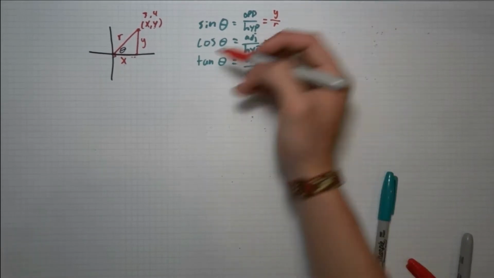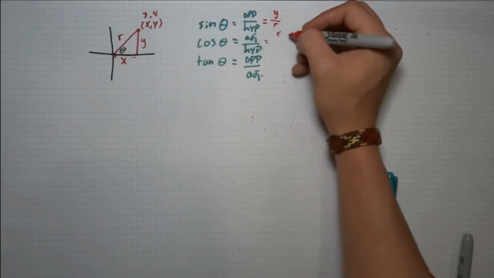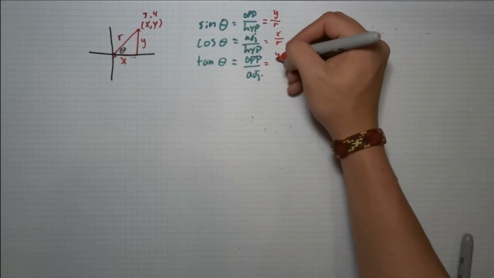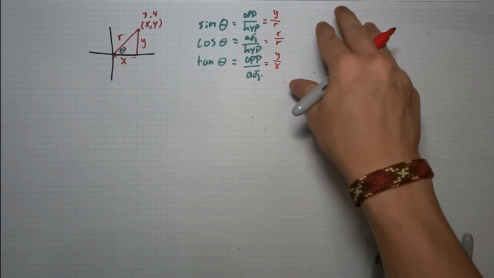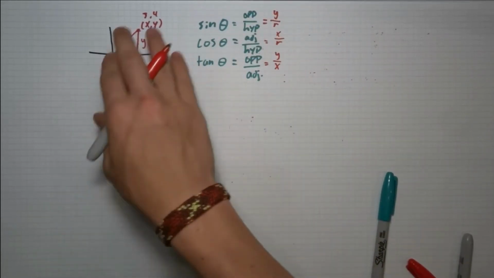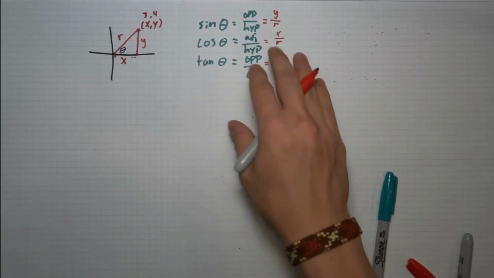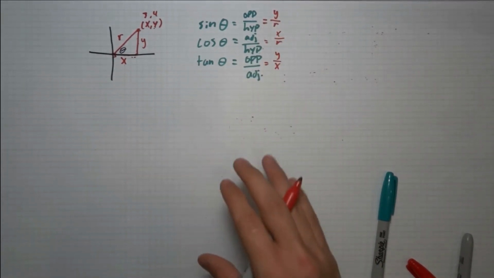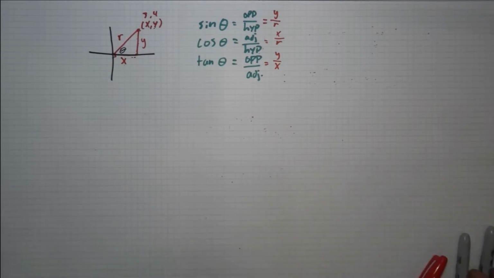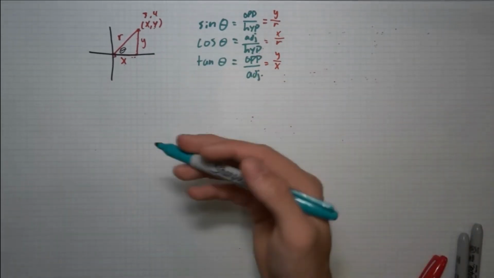For cosine, adjacent over hypotenuse, our adjacent is x and our hypotenuse is r. And then tan theta is opposite over adjacent, y over x. These are the three trig ratios that you know for any coordinate point. There are three more that you haven't learned yet, and we call those the reciprocals, because they are equal to the reciprocal of the ones that you know. That's why there's three more.